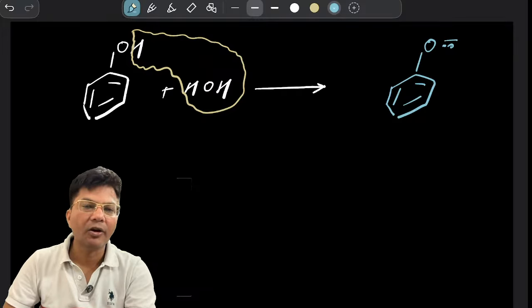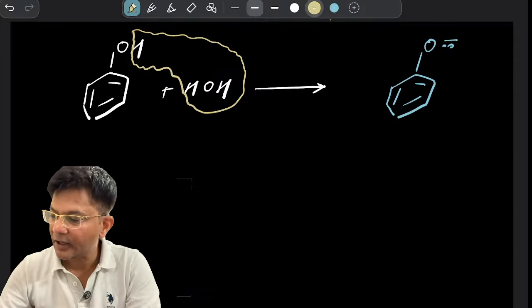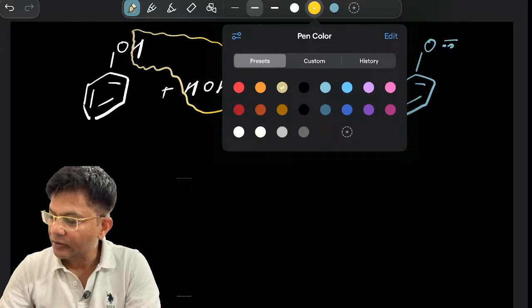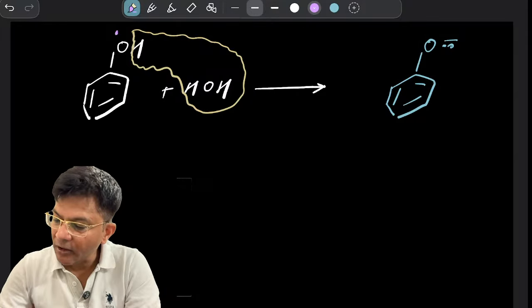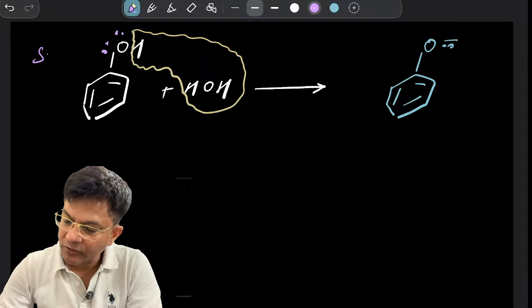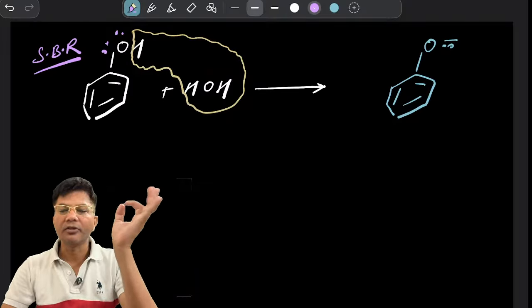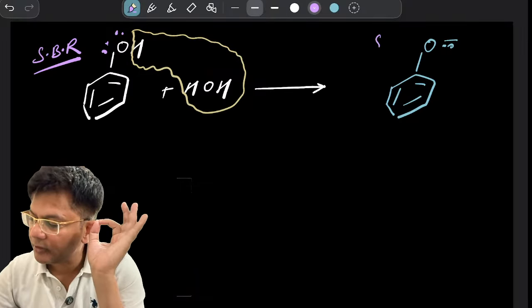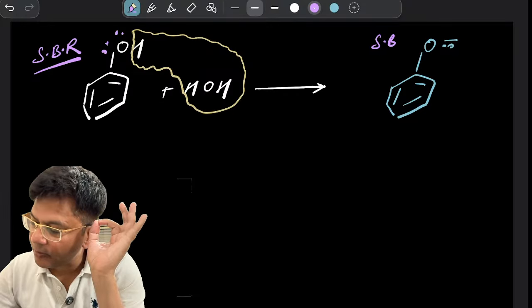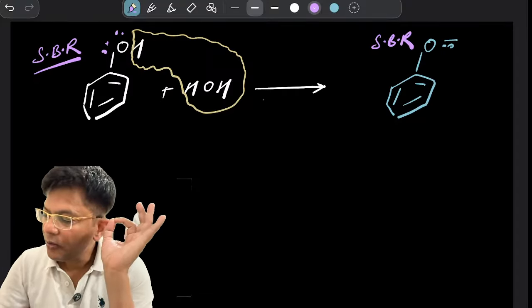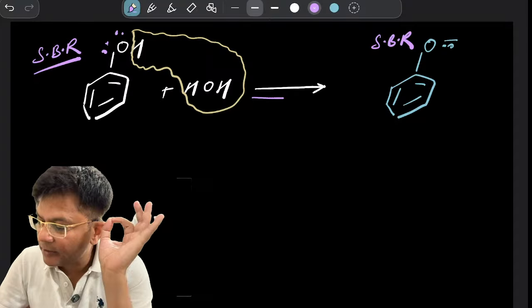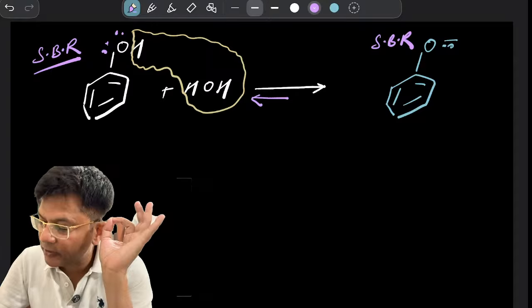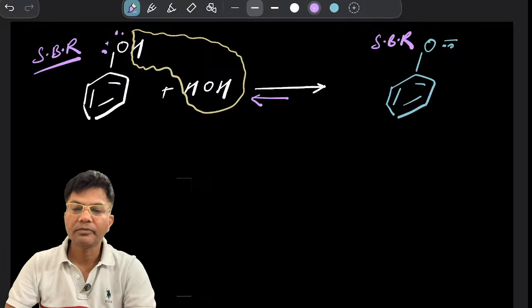Now a million-dollar question is coming, and definitely one day you will ask: sir, even in phenol the lone pair was doing resonance, it was also stabilized by resonance, so what's new, sir? Nothing is new. There it was doing resonance, here also it is doing resonance. Then why is the equilibrium lying more in the forward direction and less in the backward direction? That is the million-dollar question.